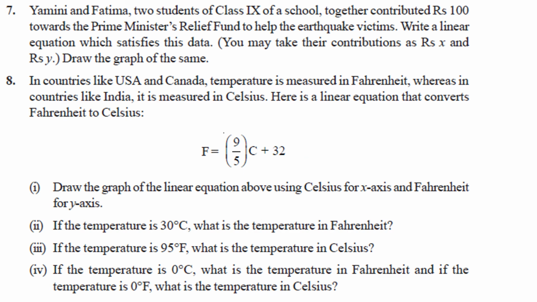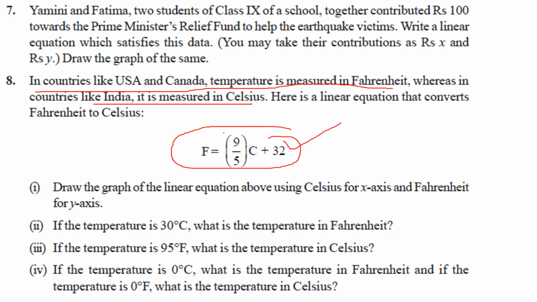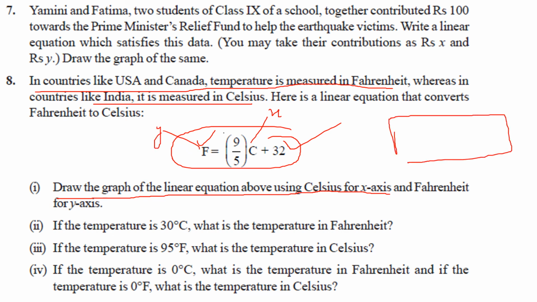Similarly, in this question, in countries like USA and Canada, temperature is measured in Fahrenheit, whereas in India it is in Celsius. So we must have a formula to understand the difference or to interchange them. The formula is this one: Fahrenheit is equal to 9 upon 5 Celsius plus 32. Now, what they are saying is, draw the graph of the linear equation using Celsius as x-axis. So this can be taken as x-axis, this can be taken as y-axis.